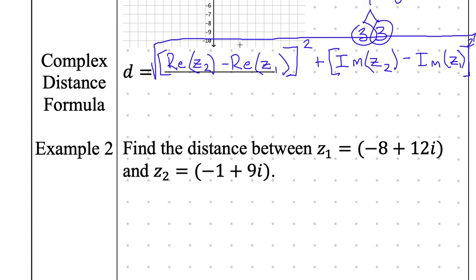Okay, so you're just plugging into the formula essentially? Okay, so what is the, Fiona, what is the real number of z2 down here? All right, so I'm plugging in, this real of z2 is -1. So I'm plugging it in, -1. And I'm going to subtract what, Fiona?